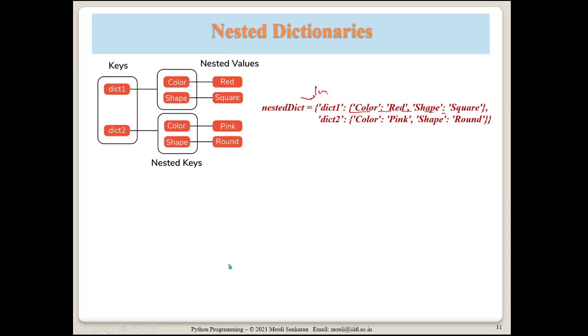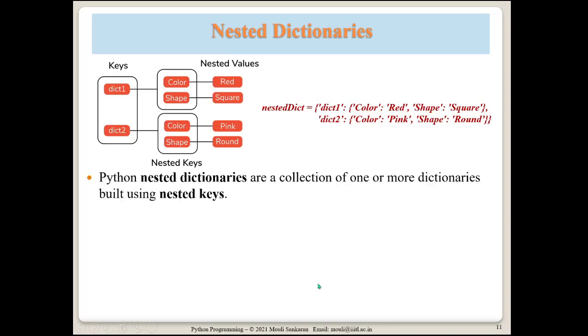I will tell you how it is accessed. It's like a multi-dimensional array. Maybe with an example you will be able to understand it. Right now, don't worry about it. Python nested dictionaries are a collection of one or more dictionaries built using nested keys. So it uses nested keys to internally implement it. Even if the dictionary that you are adding is not an immutable object, it has a mechanism to keep it inside.